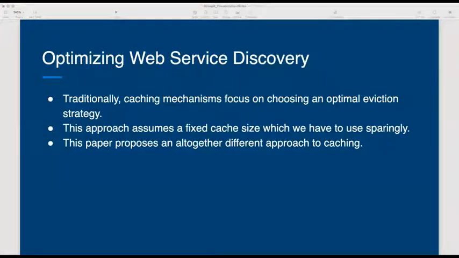Moving on to the optimizing web service discovery part. Service discovery can be considered as a web service in itself, which receives requests about the required specifications and returns the result as a list of web services which can complete the required task under the requested specifications. We saw different ways of searching for the right web service.